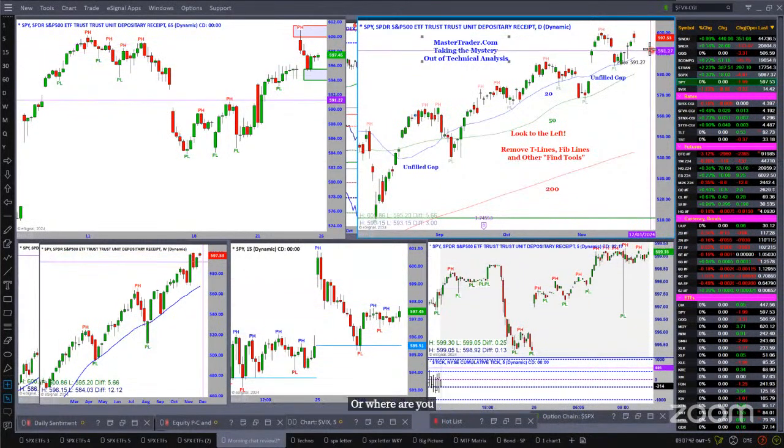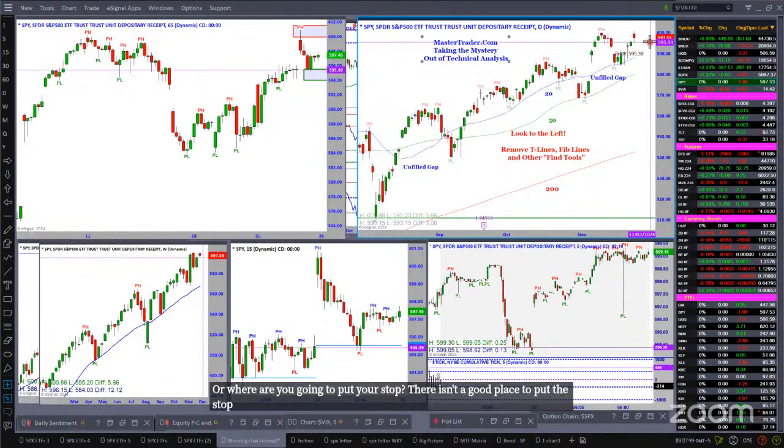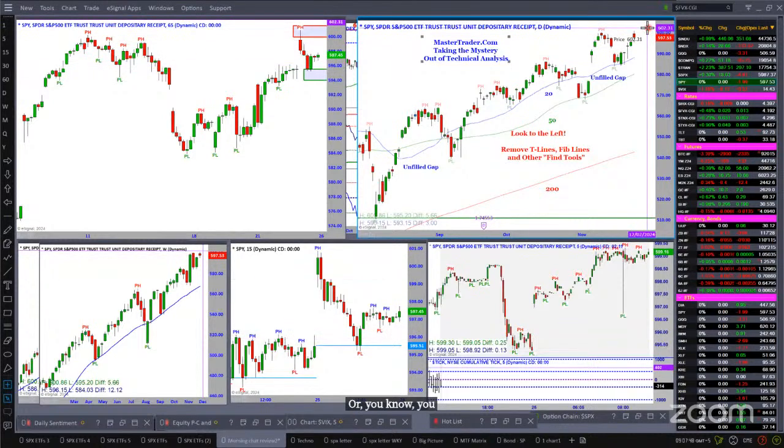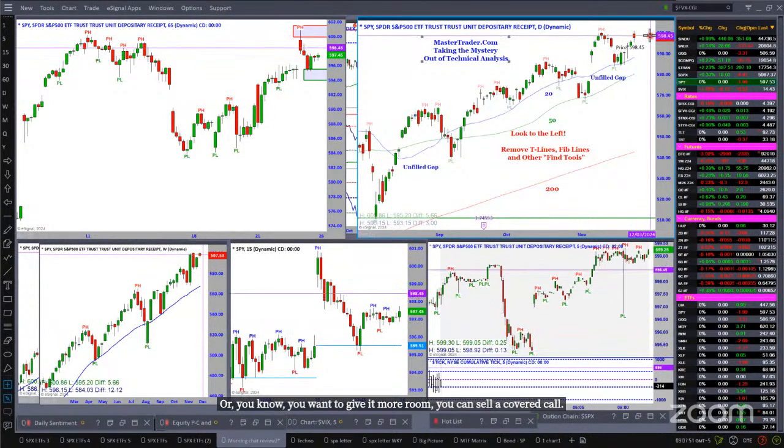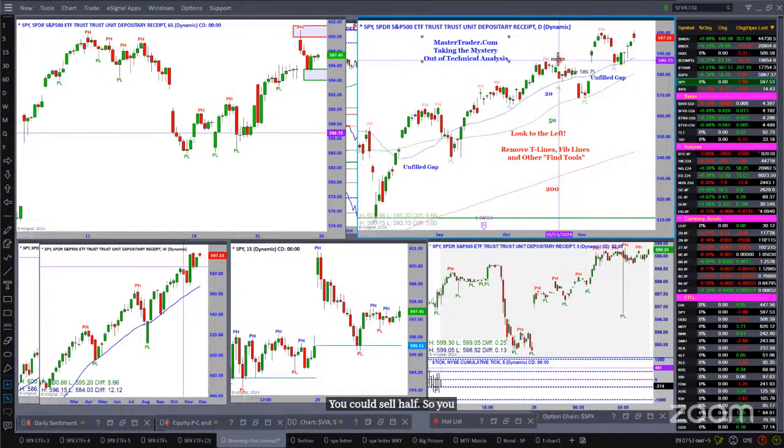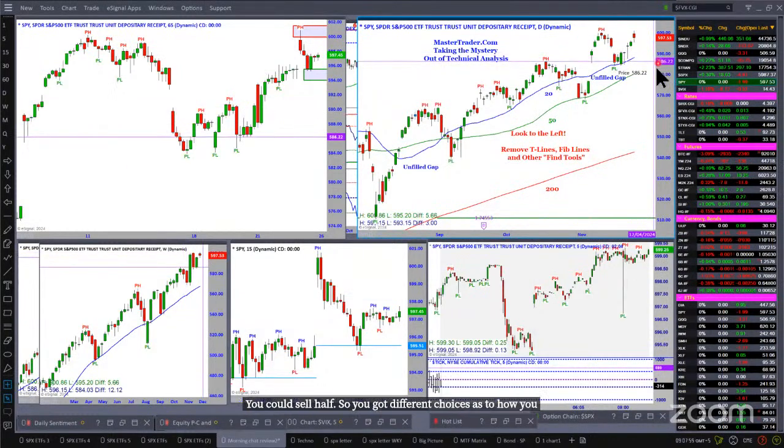There isn't a good place to put the stop, unless you can go under a prior day's low, or, if you want to give it more room, you could sell a covered call, you could sell half. So you've got different choices as to how you want to handle that as a swing trader.